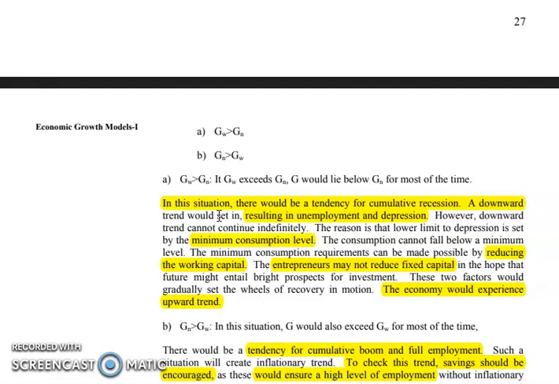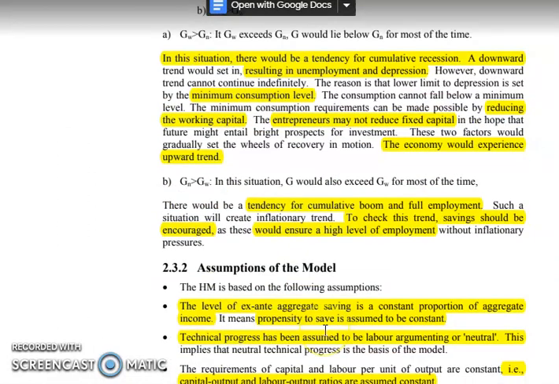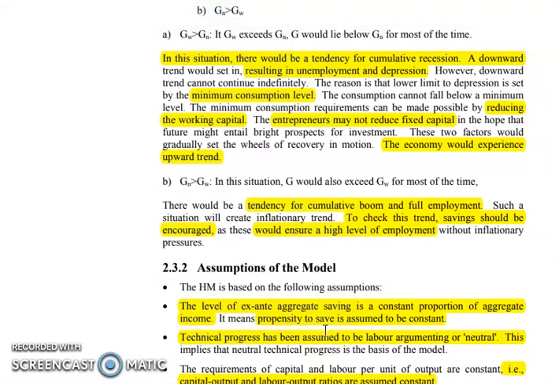The next disequilibrium condition is GN greater than GW. In this situation, G would also exceed GW. The actual growth rate exceeds the warranted growth rate. There would be a tendency for cumulative boom and full employment. Such a situation will create an inflationary trend. To check this trend, saving should be encouraged, as this would ensure a high level of employment without inflationary pressure. Here we discussed the two disequilibrium conditions and how to correct them into an equilibrium.